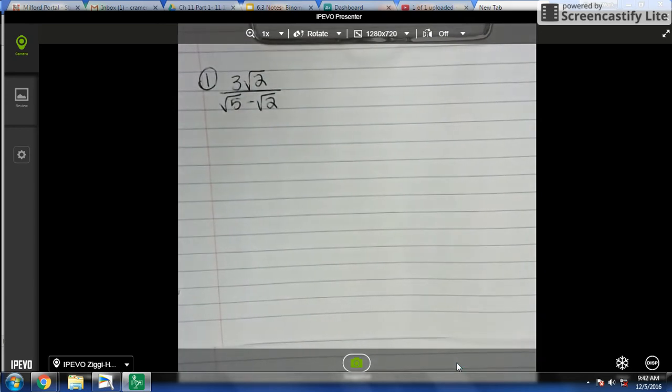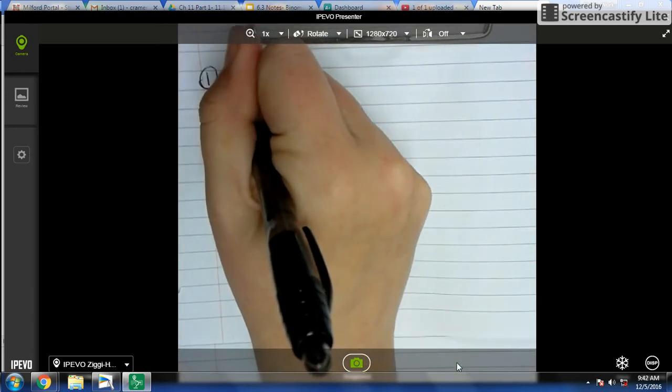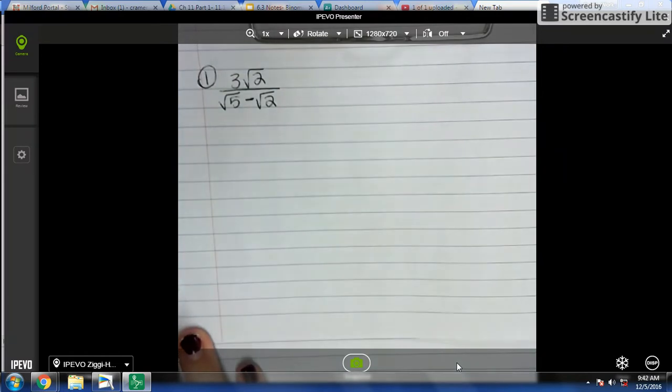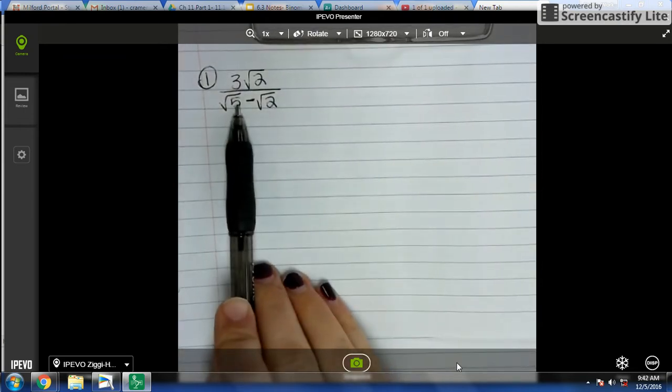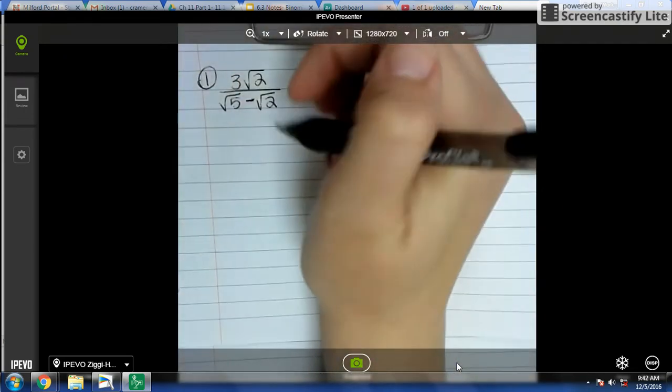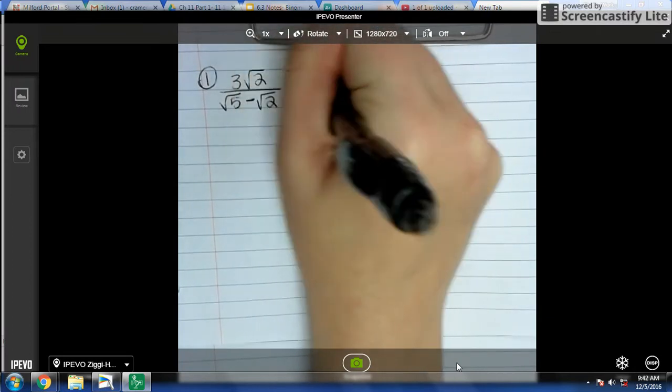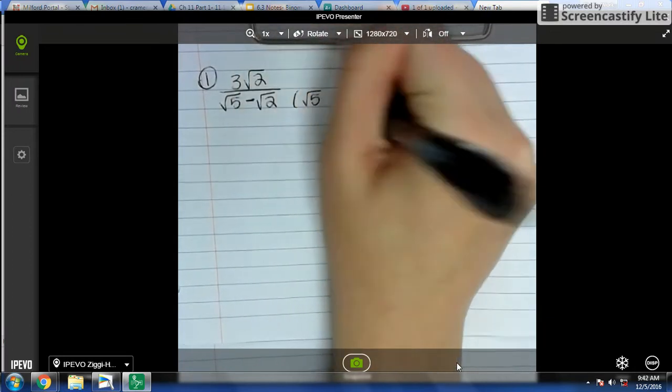So here we have a couple of issues because we have two radicals in the denominator, which we're not allowed to have. So in order to get rid of those, we're going to need to rationalize the denominator. And in order to do that, we need to get rid of these radicals. Well, we'll have to multiply radical 5 by itself and radical 2 also by itself.